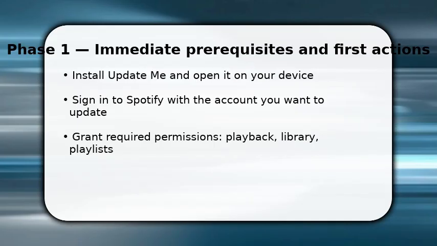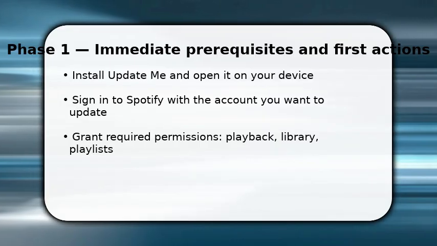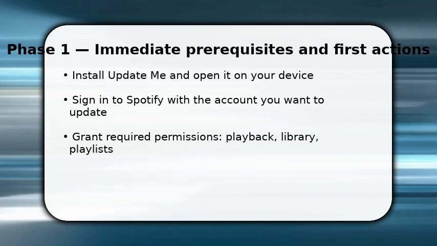You start by installing Update Me and signing into the exact Spotify account you want to modify. Once done, grant the app the requested permissions: playback, playlists, library access, so it can write changes. Make sure you disable competing third-party sync tools because multiple writers cause conflicts.